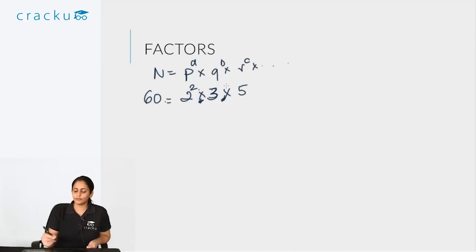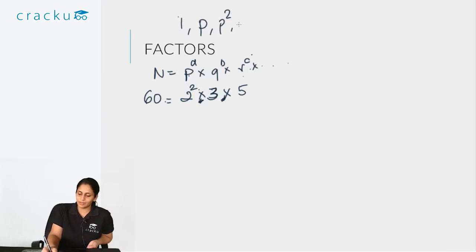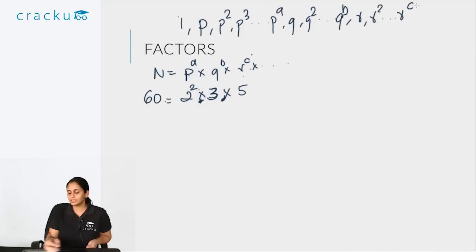So essentially, if you represent a number as a product of its prime factors, like p raised to a into q raised to b into r raised to c, here a is the highest index of p in n, b is the highest index of q in n, and c is the highest index of r in n. So n will be divisible by r raised to c, by r raised to c minus 1, and so on. The factors of n would be 1, p, p square, p cube, and so on till p raised to a. Then we will have q, q square, and so on till q raised to b. Then you will have r, r square, and so on till r raised to c. So these are the factors.